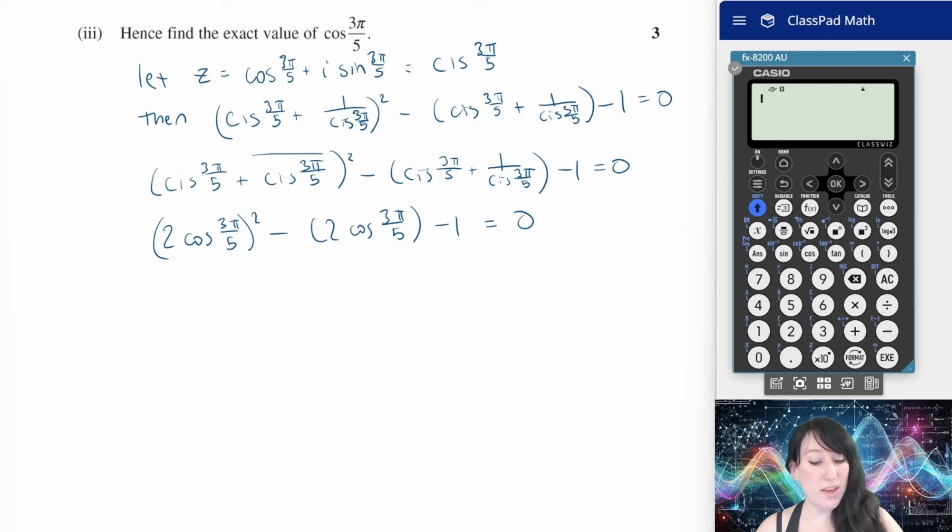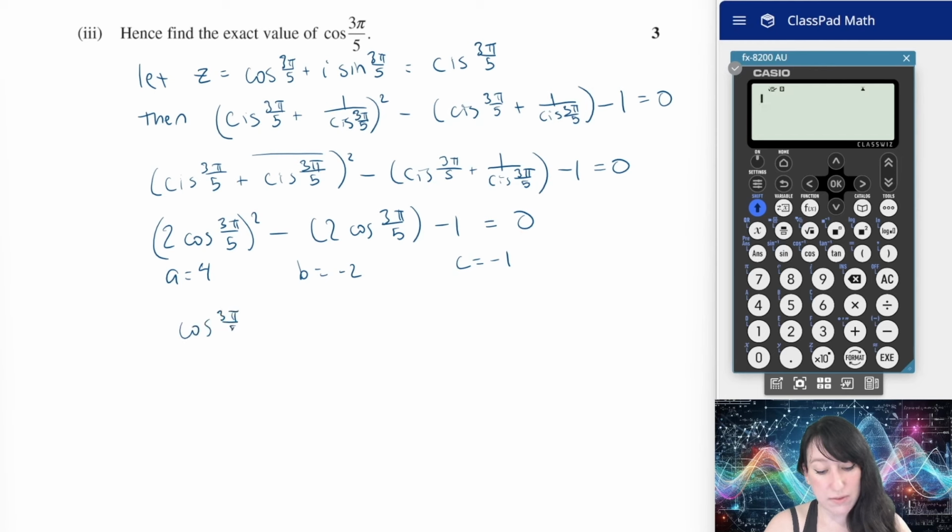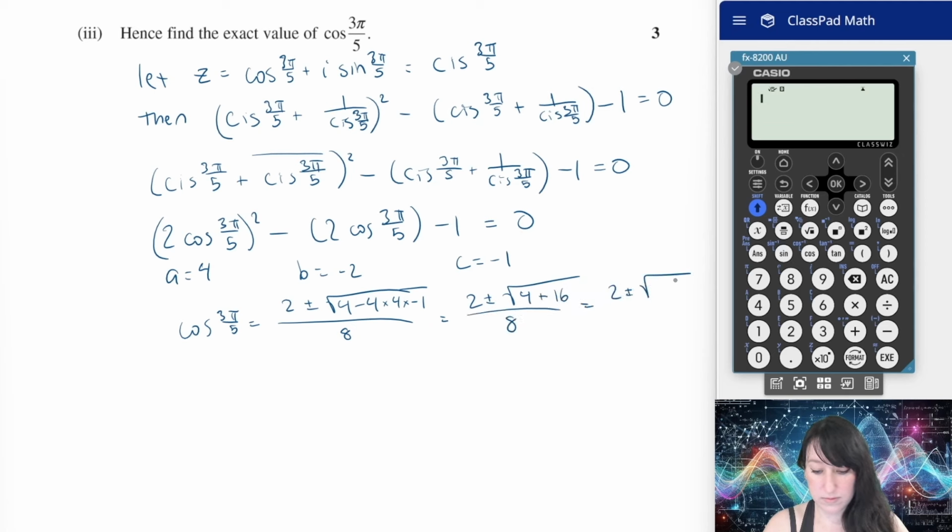So we could solve it with the quadratic formula. Note that a is 2 squared, 4, b is negative 2, and c is negative 1. So cosine of 3 pi over 5 will equal negative negative 2, so 2, plus or minus the square root of b squared, which is 4, minus 4 times negative 1, all over 2 times 4, which is 8. So that simplifies to 2 plus or minus 2 root 5 over 8, which is 1 plus or minus root 5 over 4.